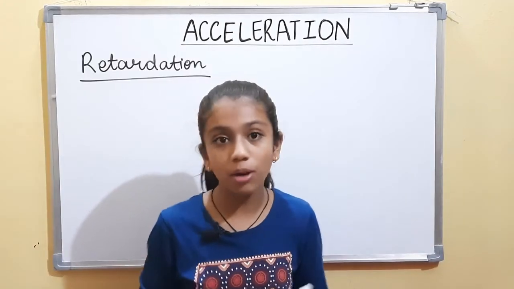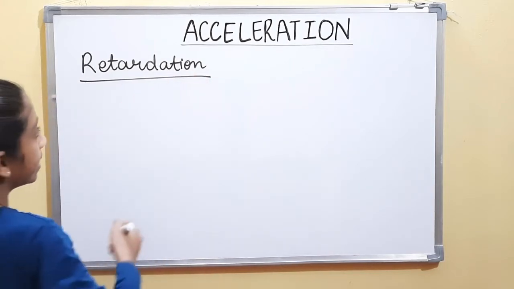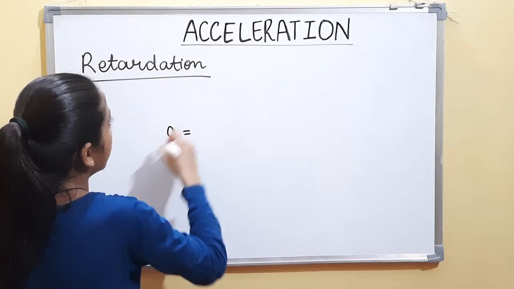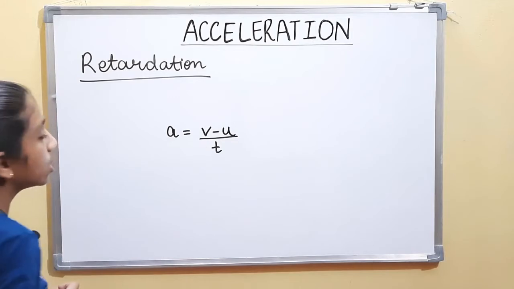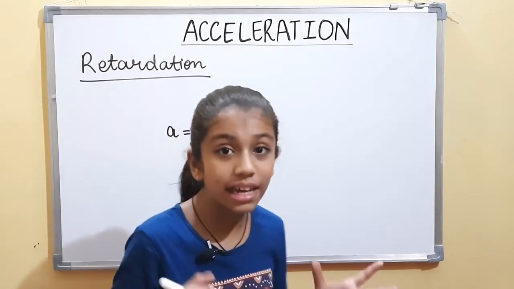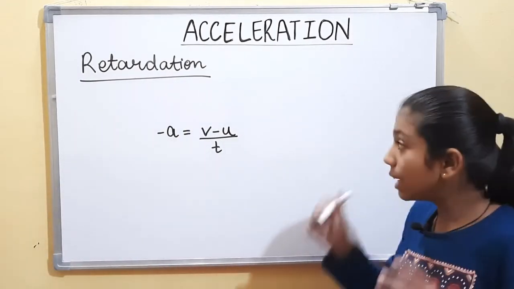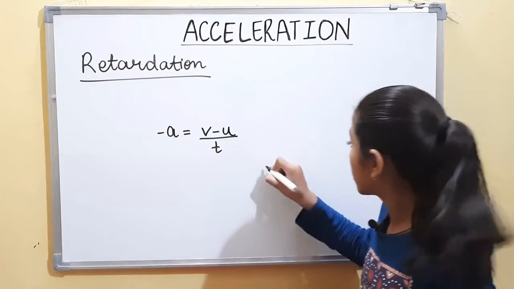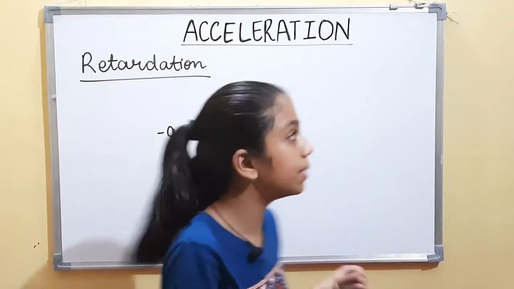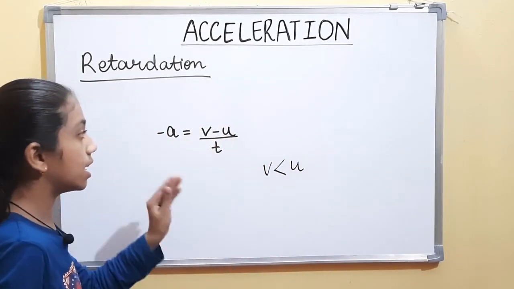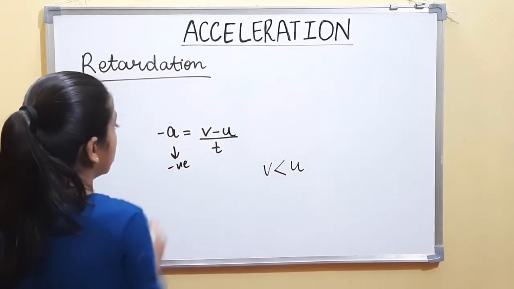Okay, now we will talk about retardation. So let me write here the formula of acceleration. A is equal to V minus U upon T. So can you tell me when acceleration can be negative? Yes, acceleration can only be negative when V is less than U. That means acceleration can only be negative when final velocity is less than initial velocity. Then only the acceleration can be negative.